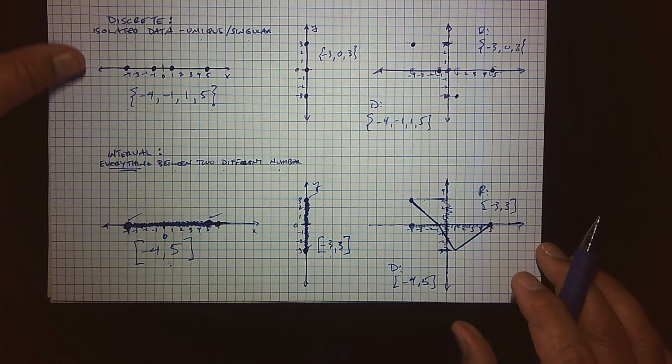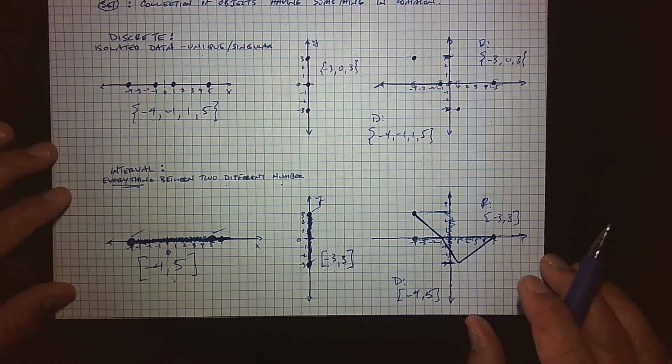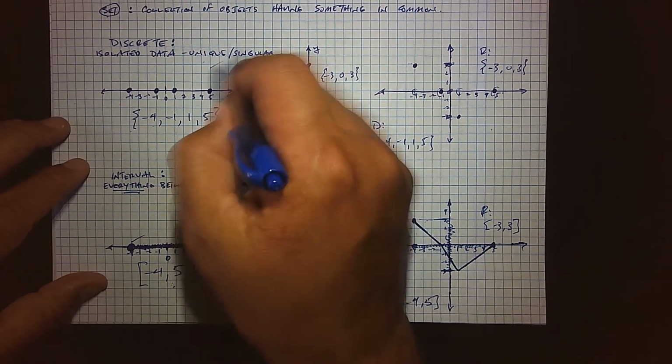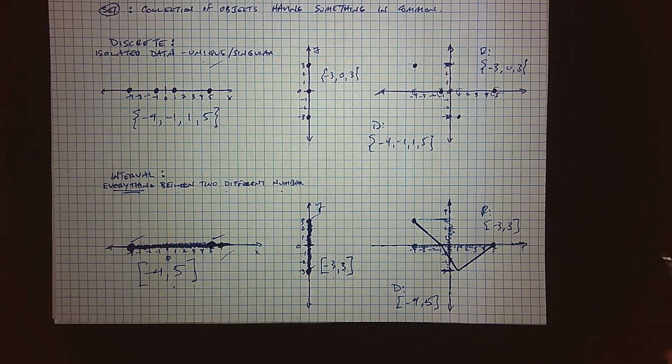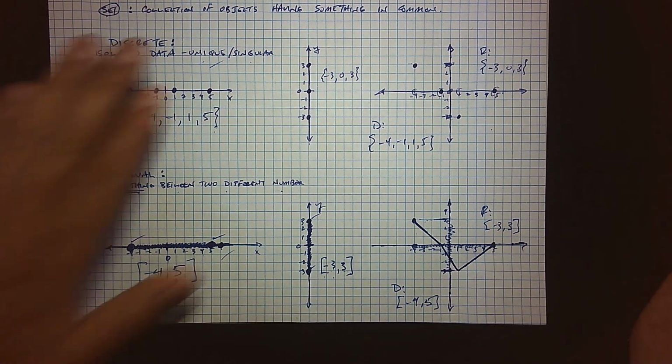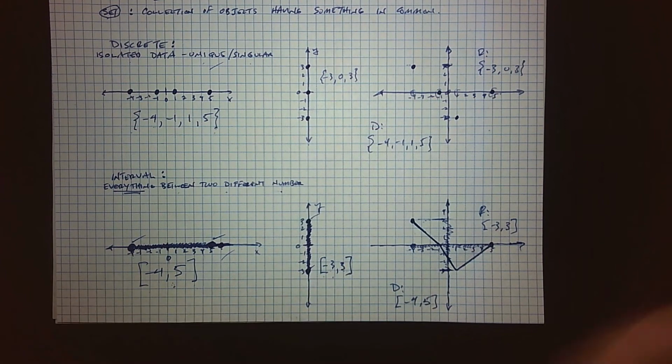So how about we cut this one short? Let's do some more examples where we practice discrete sets and interval sets with regards to number lines and XY grids.